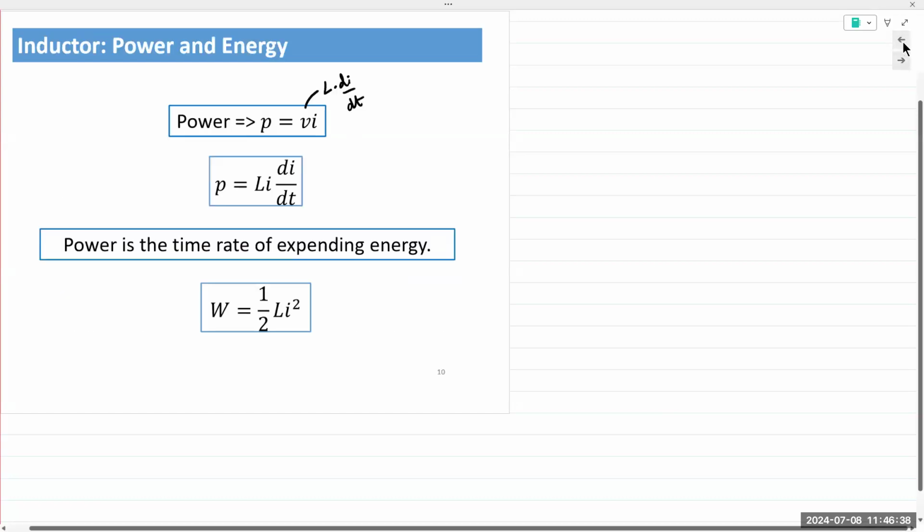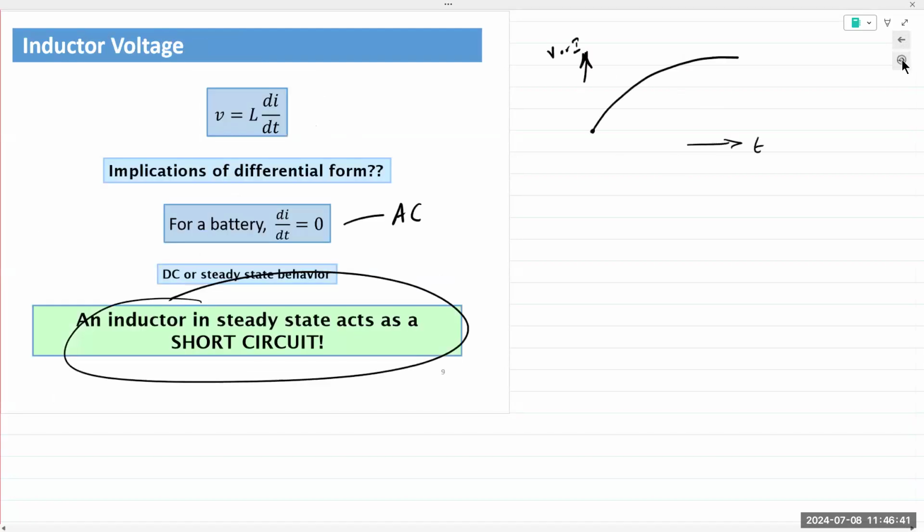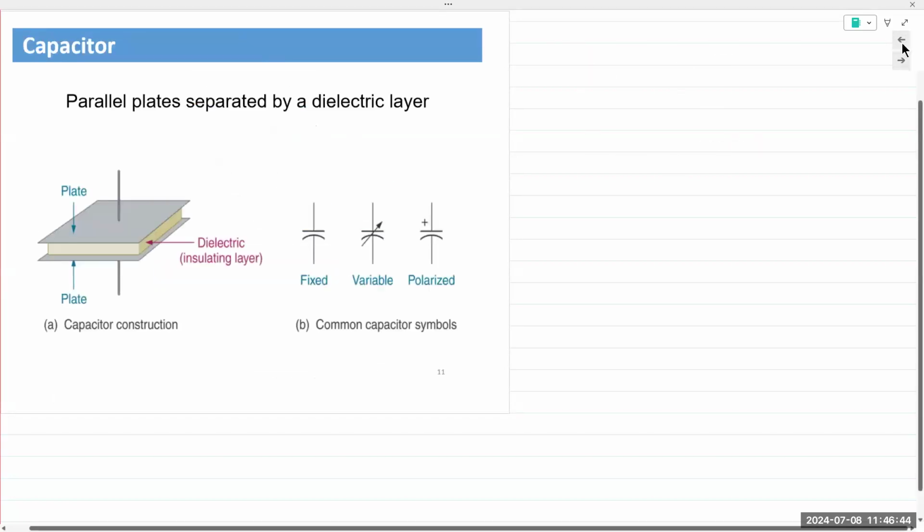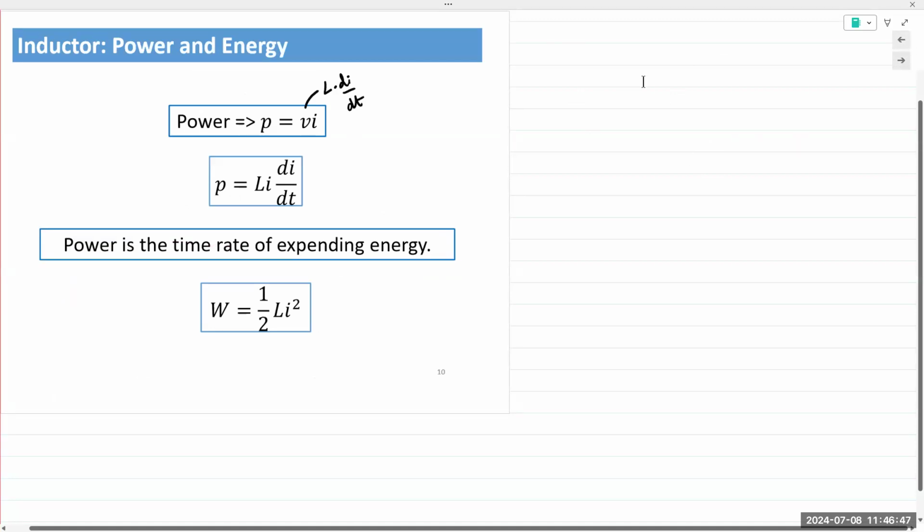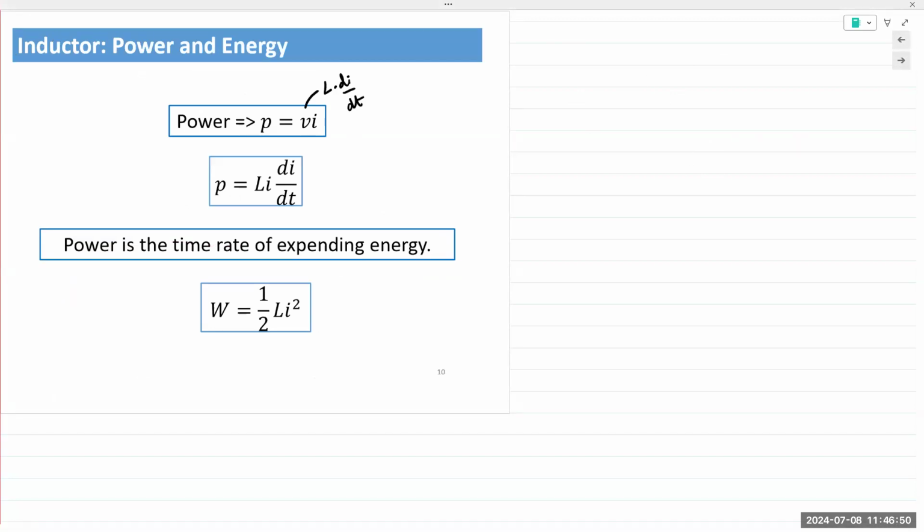Okay, any questions about the inductor? Let's see. Oh. Any questions? Okay.